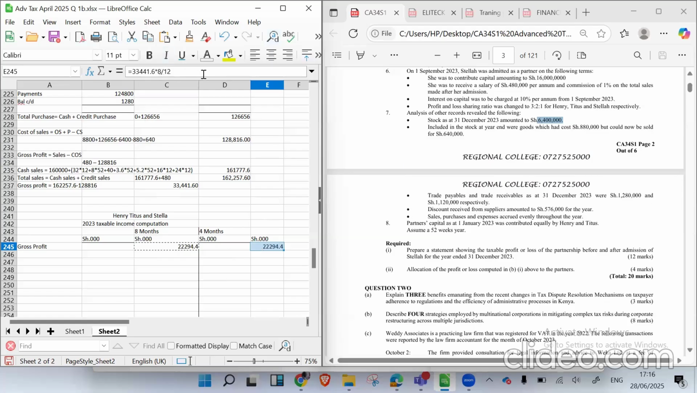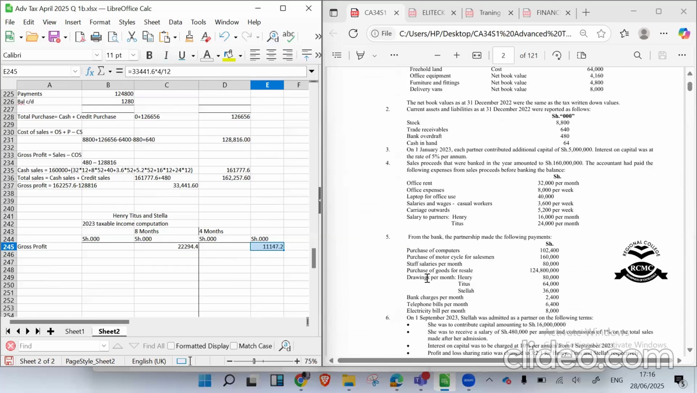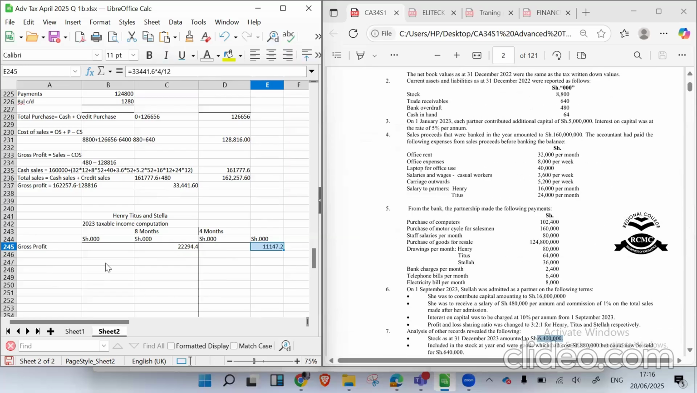Year 4 months is times 4/12. That's our gross profit. Hakuna income ingine. Then we less gross profit. Oh yeah, I've seen. Umefanya direct. Yes. Got it. Iko sawa.